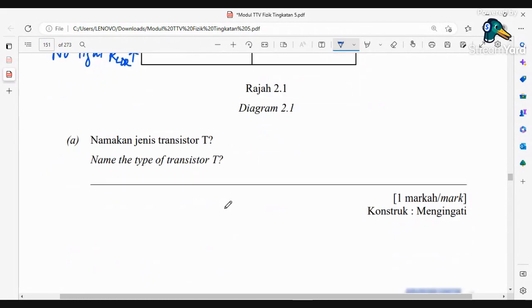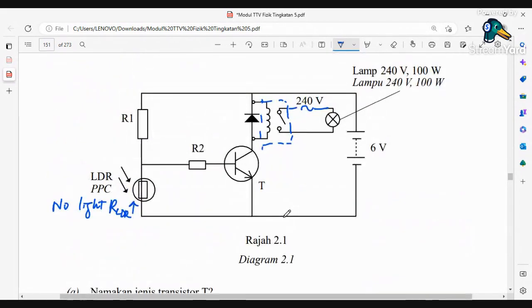Okay, the type of transistor T: look at the direction of current here. Remember, current is positive to negative. So if the direction is like this, here is positive, here is negative. Positive is P type, negative is N type. So if this one is PN, it means above here should be N. So it is an NPN transistor.